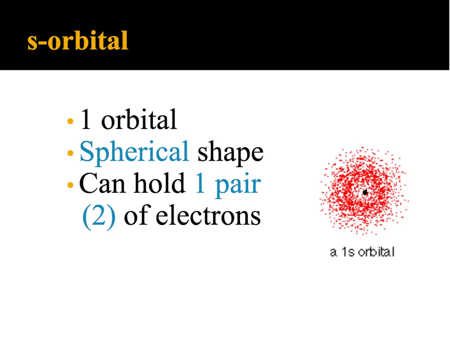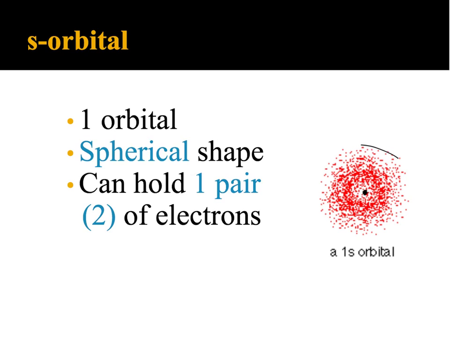So if the numbers game wasn't weird enough, now we're going to talk about the shapes of these orbitals. It's something that I'd like you to add to your notes. Make sure that you wrote down the definition of an orbital as an area of space within the atom that holds 2 electrons.